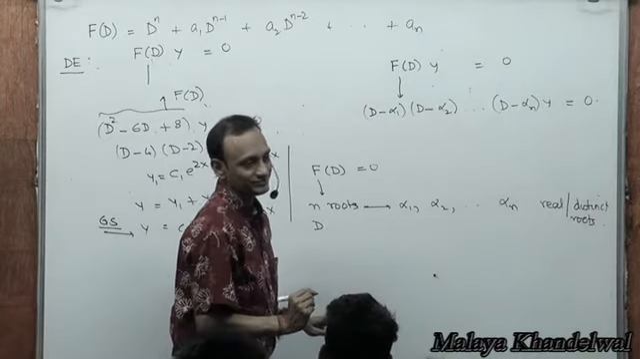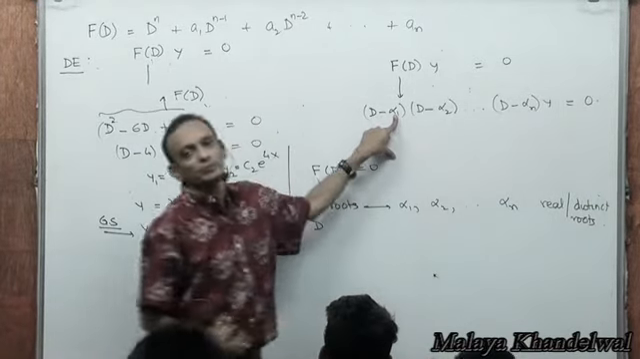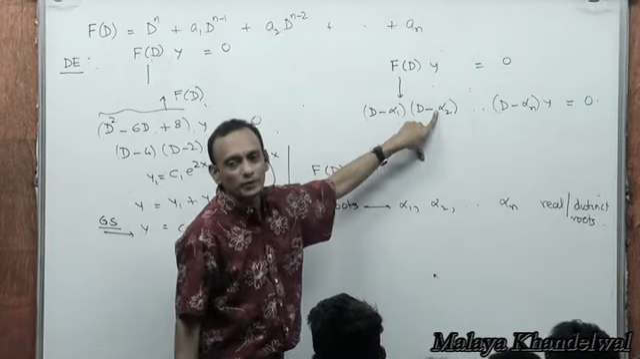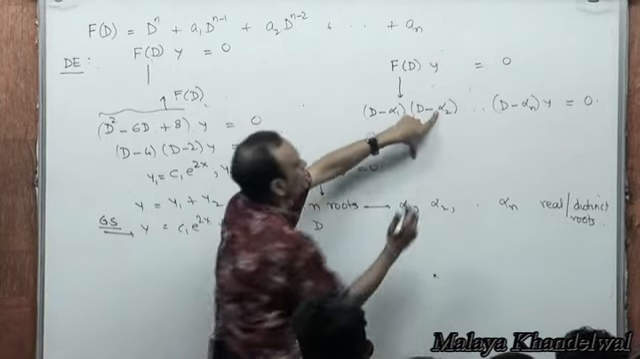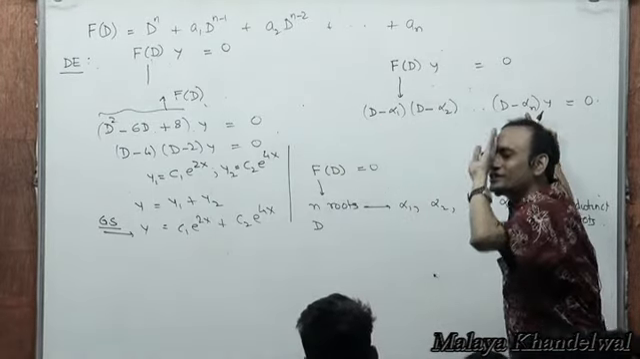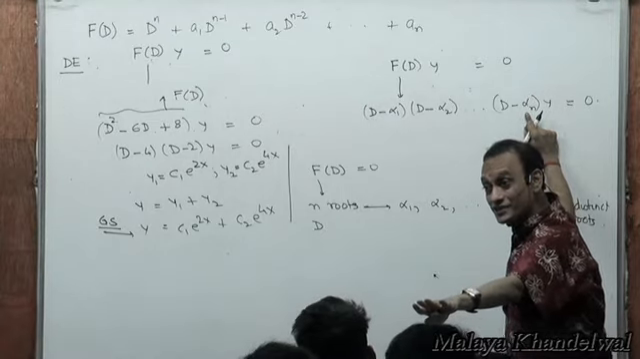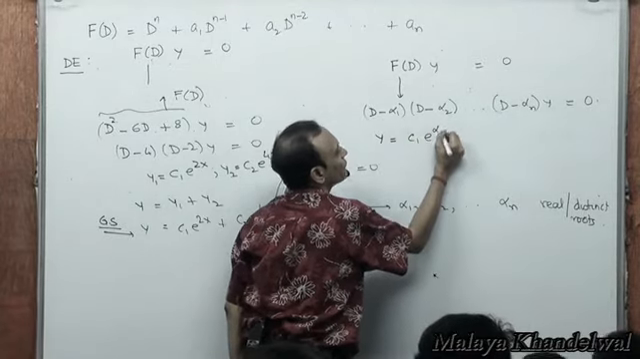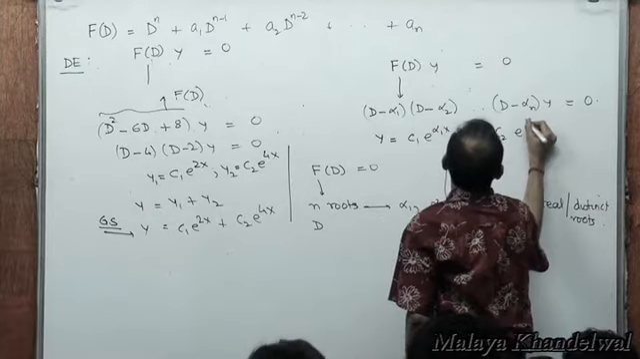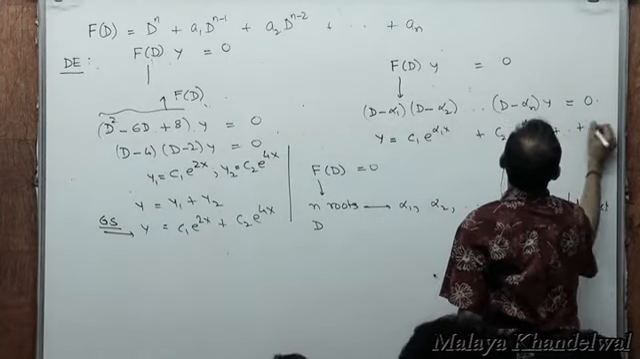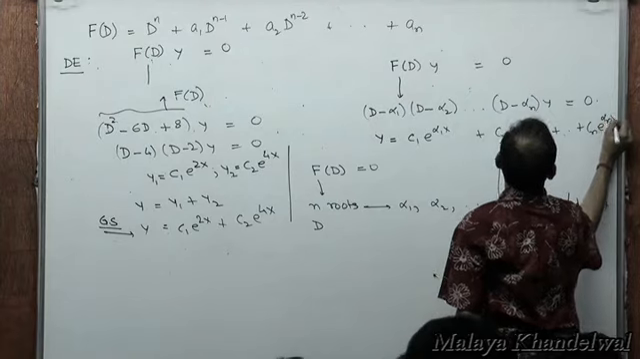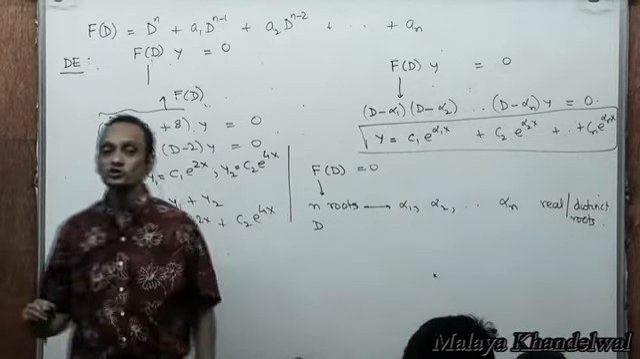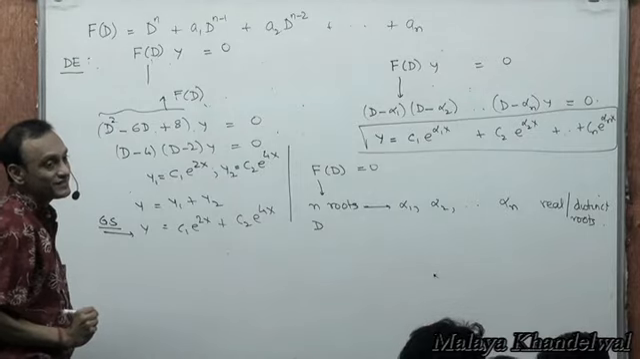So now, alpha 1 will produce a solution C1 e power alpha 1 x. Alpha 2 will produce a solution C2 e power alpha 2 x. Alpha n will produce a solution Cn e power alpha n x. Yes or no? And the general solution to this differential equation would be C1 e power alpha 1 x plus C2 e power alpha 2 x plus Cn e power alpha n x. This will be the general solution to this differential equation. N arbitrary constants, as you see.